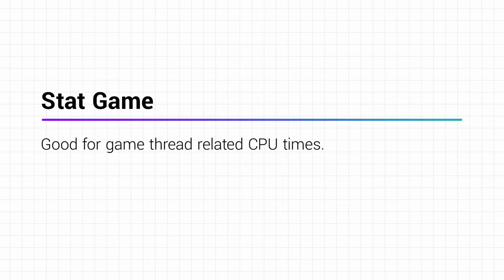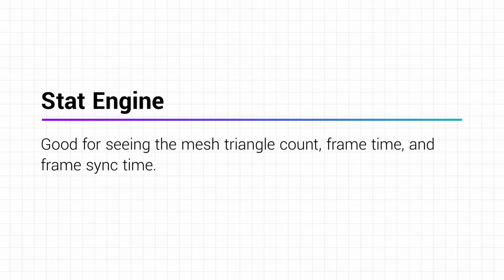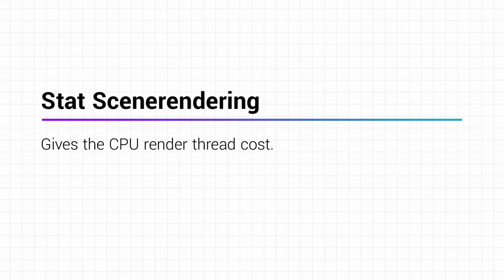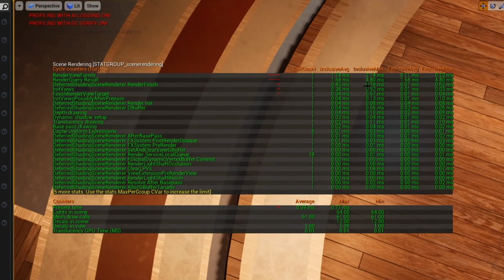Stat game. The stat game command is good for game thread related CPU times. Some of the stats occur as part of the blueprint system. Stat engine. The stat engine command is good for seeing the meshed triangle count, frame time, and frame sync time. Frame sync time is the time the game thread spends waiting for the render thread to complete. Stat scene rendering. The stat scene rendering command gives the CPU render thread cost. The total sum of exclusive max should add up to the draw time from stat unit.